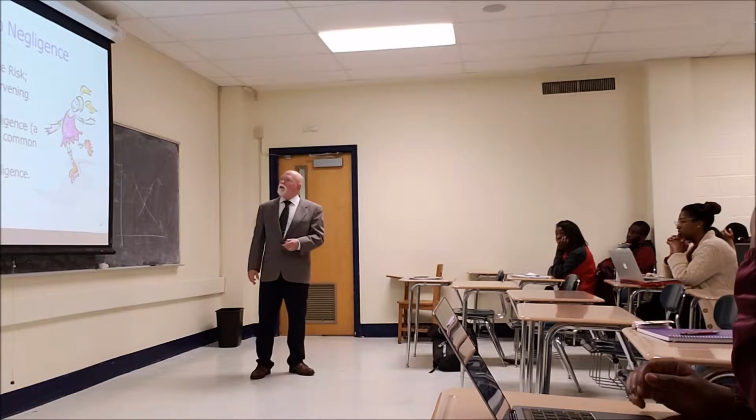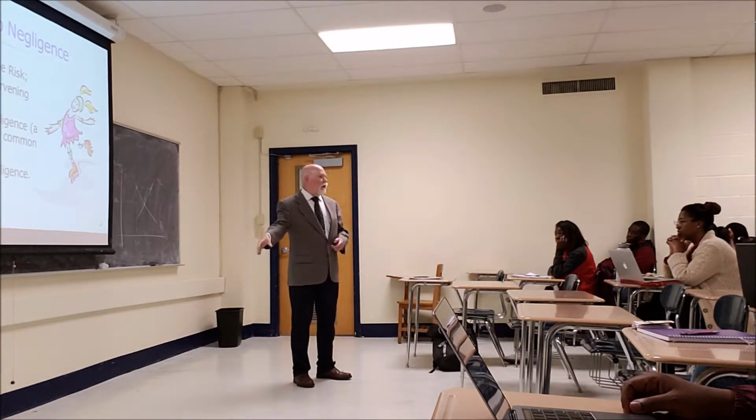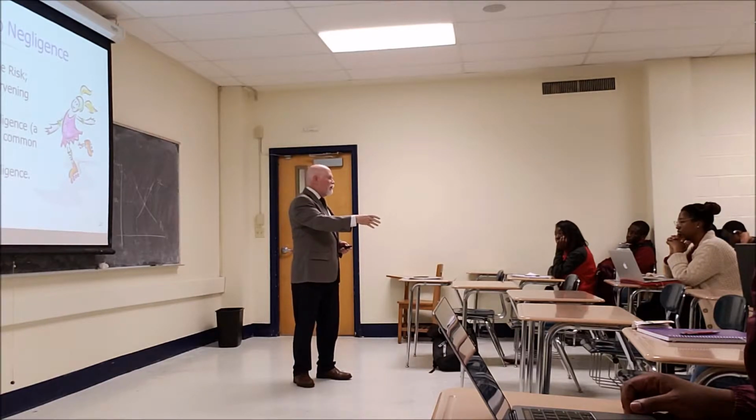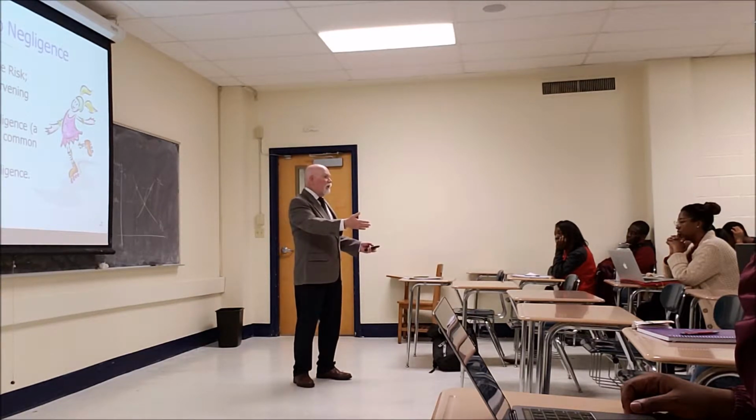I talked about superseding intervening cause, where the road came in between the dry grass I set on fire and the dry grass that the lightning set on fire. The superseding intervening cause is always something that breaks that chain of causation between me and the final result.